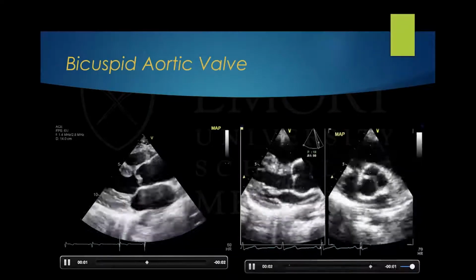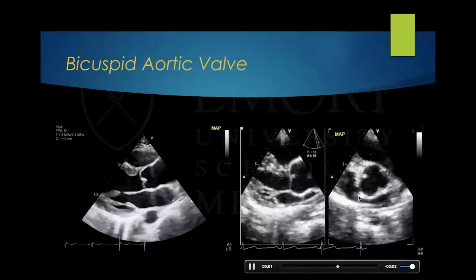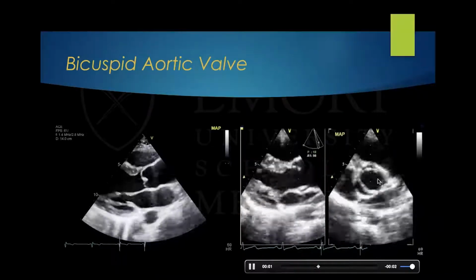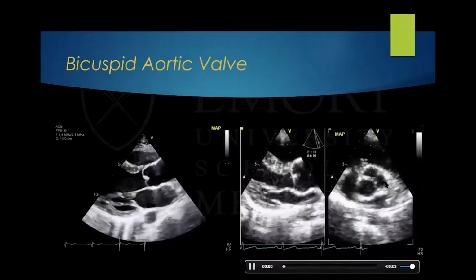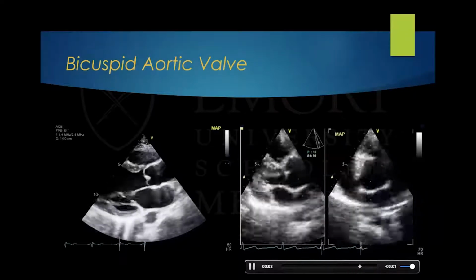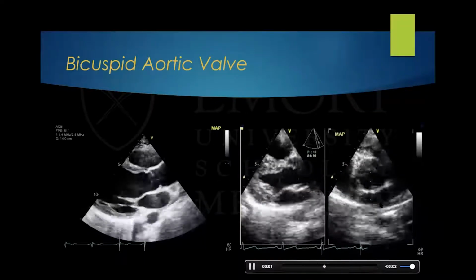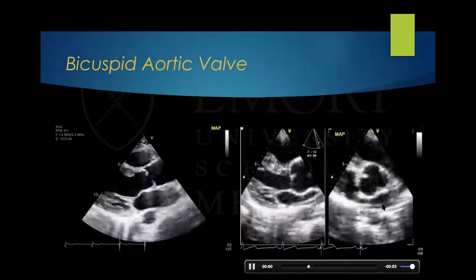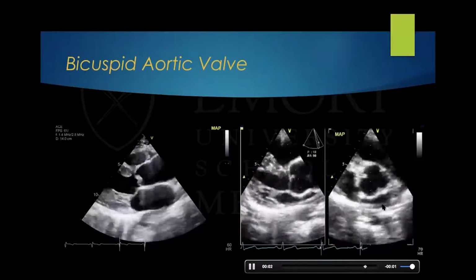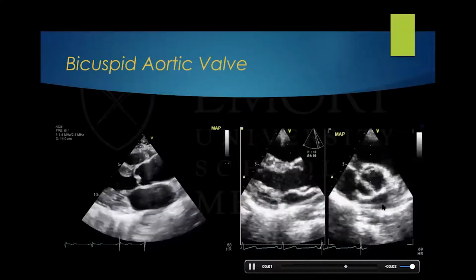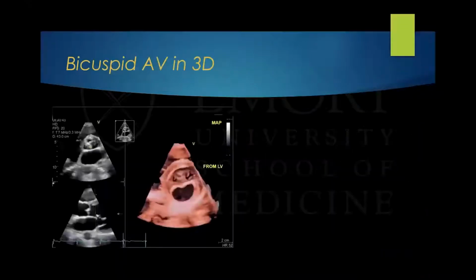The biplane here will demonstrate the long axis view with doming of the valve, as well as the short axis where you can appreciate some of the raphe between the right and the left cusp. And then the larger cusp will be the non-coronary cusp. And the valve will open in a more oblong or non-circular way. The normal aortic valve will have more of a triangular opening, which you don't see in this case.